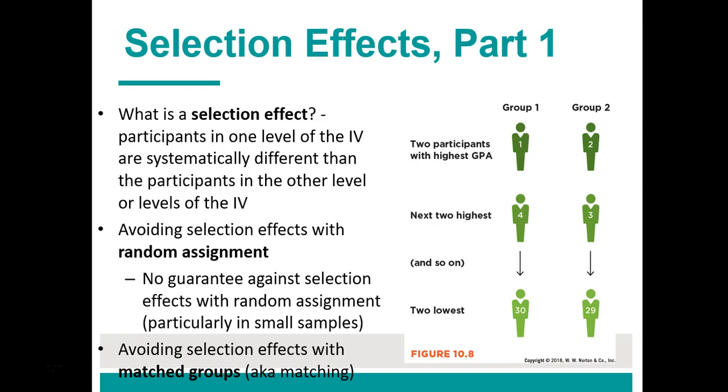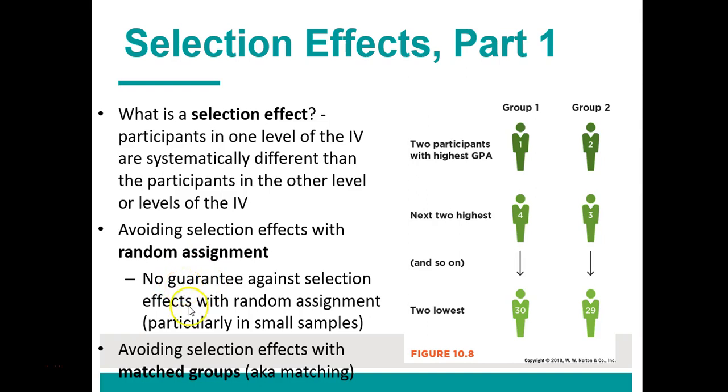So I need the groups to be the same, and we avoid any kind of selection effects with random assignment, that we randomly assign people to groups. And by doing that, I should get an equal number of boys and girls in both groups. Like I said, equal number of higher and lower IQ people in each group, higher number of motivated versus less motivated people in each group. But again, random assignment is not a guarantee. It helps, but it's not a guarantee.